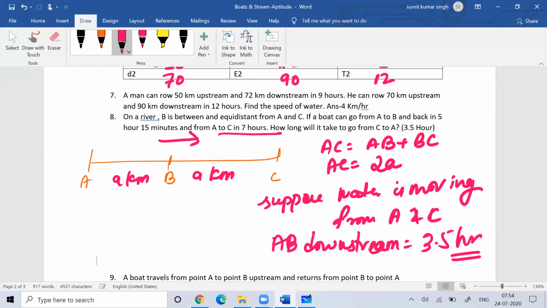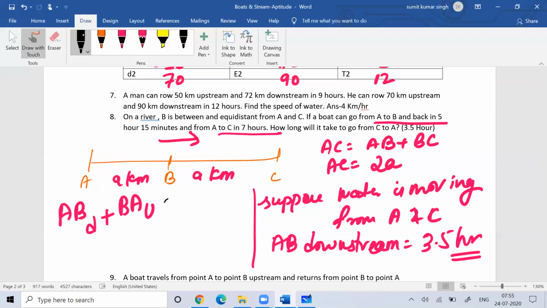Can you understand this? The total A to C is the sum of A to B plus B to C, so double the distance in downstream is 7 hours, and the AB distance would have been 3.5 hours. Now the boat is going from A to B and back. When the boat is going A to B, it would be downstream, and then B to A would be upstream. I hope you understand this.